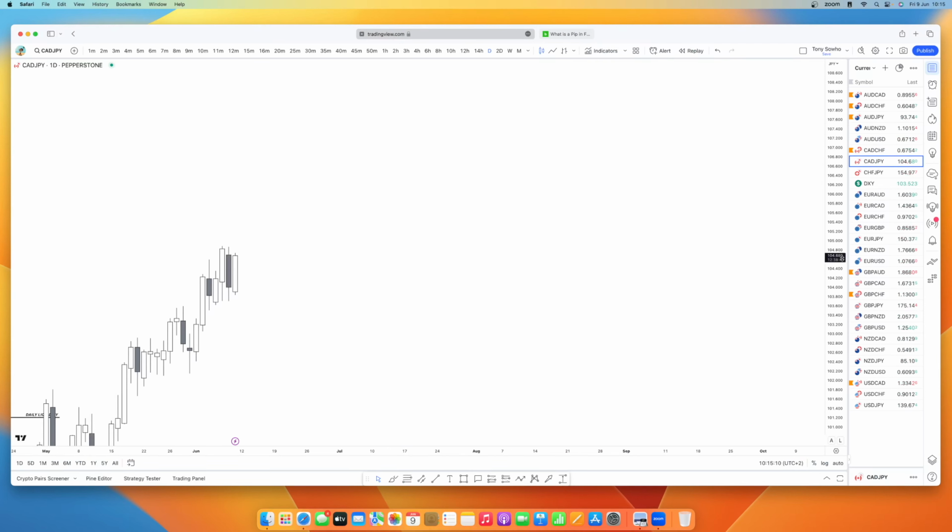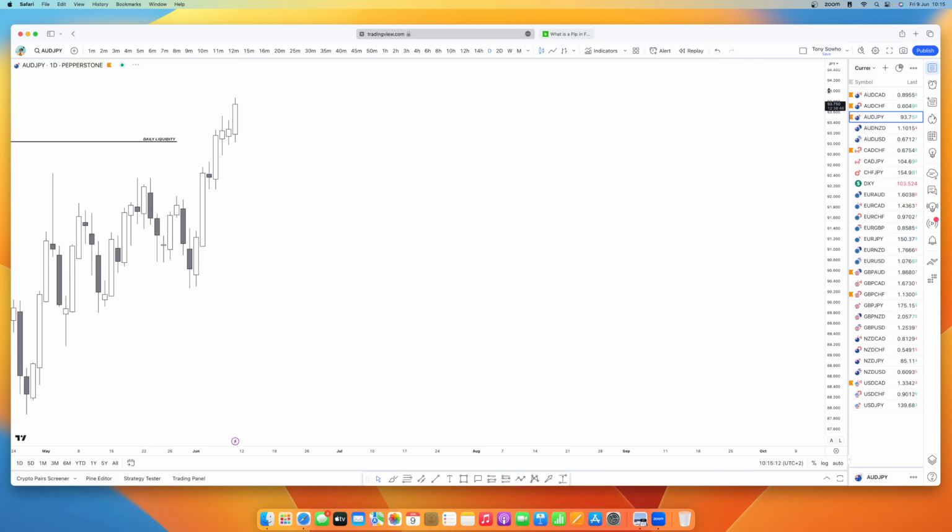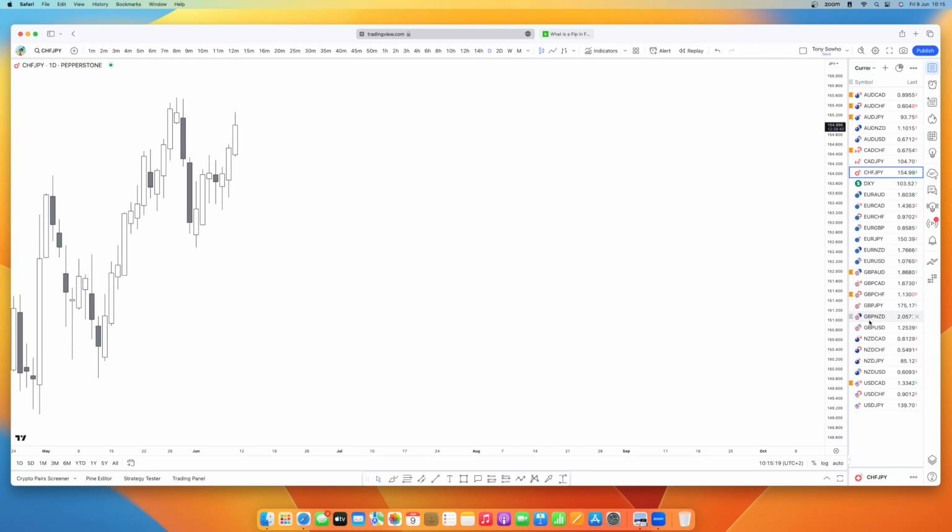If I click AUD JPY, 2 decimal. Aside from the pipet, if I click CHF JPY, 2 decimal. Every pair that has to do with every currency that is traded with the JPY is 2 decimal. And this is CHF JPY now.